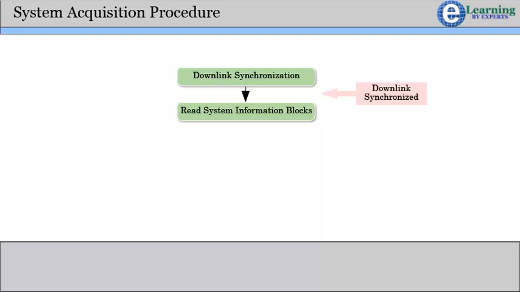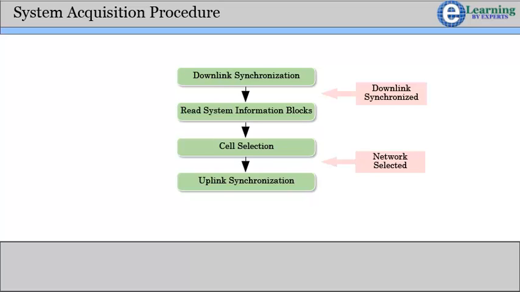Particularly important are the system information broadcasts, which give the UE important information about the cell and the network. The UE will use the information in the system information blocks, SIBs, to determine if this is a cell it can use. This is the cell selection step. If a UE passes this step, it can go on to complete uplink synchronization, otherwise it must find another cell.